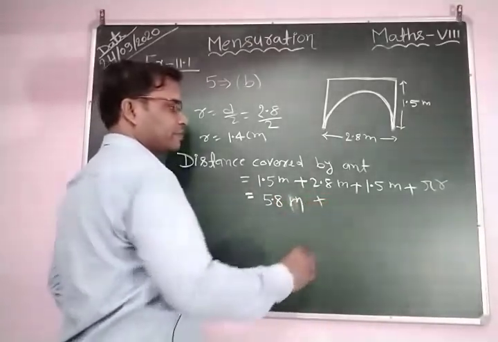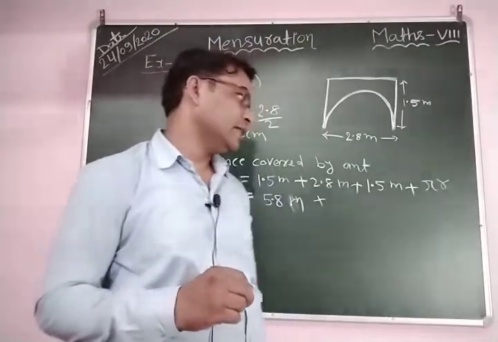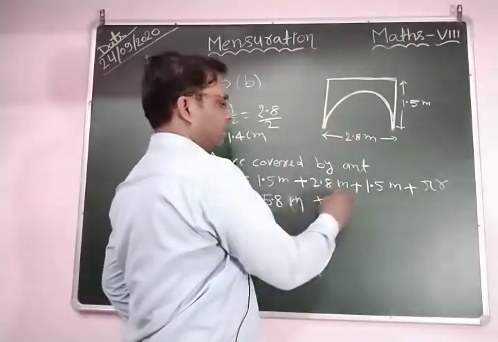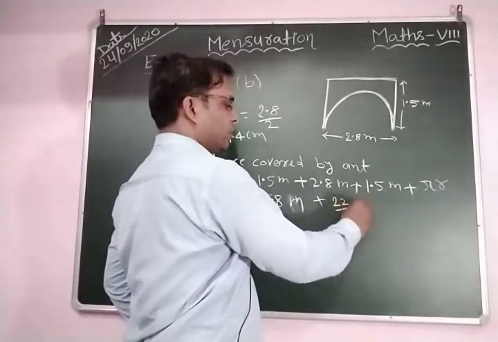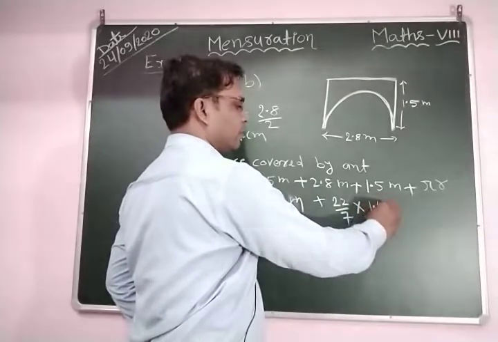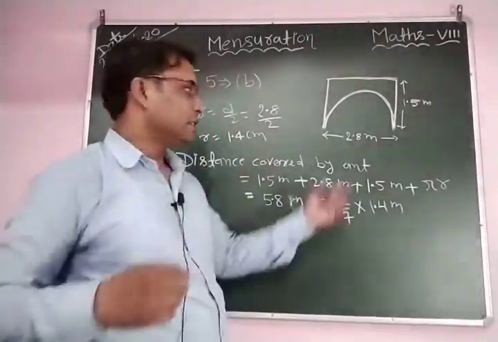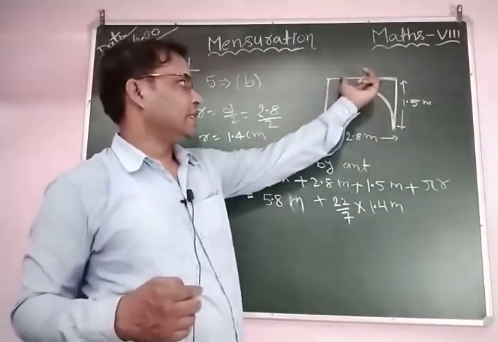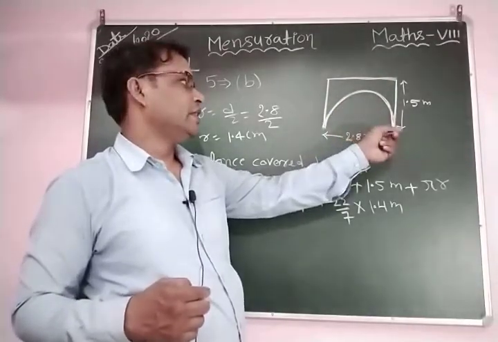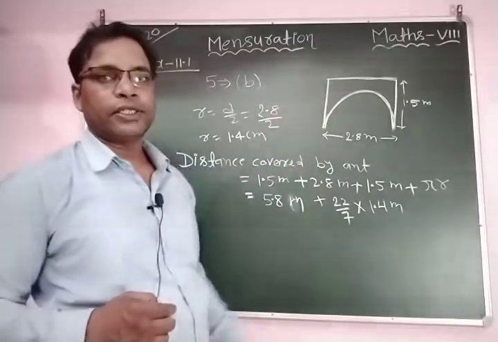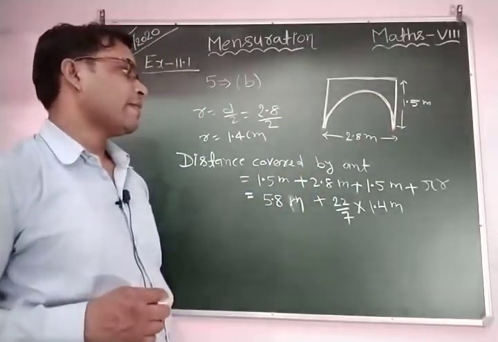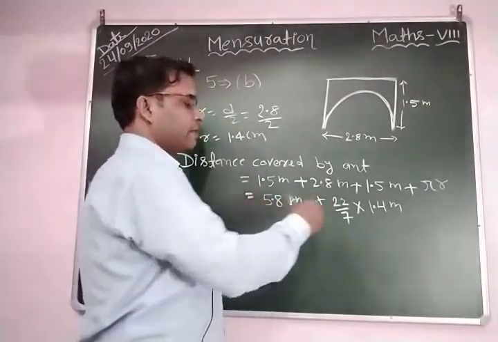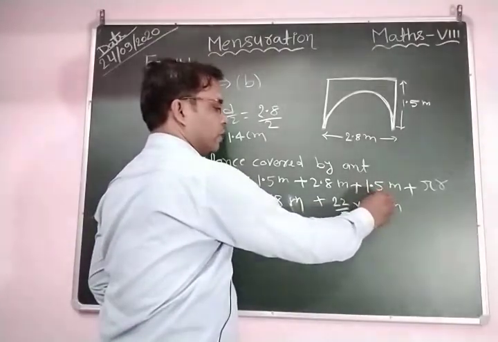Here plus pi r. The value of pi is 22 by 7, you know very well. The value of pi is 22 by 7 into r, which is 1.4 meter. Here we find r, and this side is the diameter, 2.8. This is a semicircumference. Okay, so here you can find the distance covered by the ant, so you can cancel it, 0.2 times.